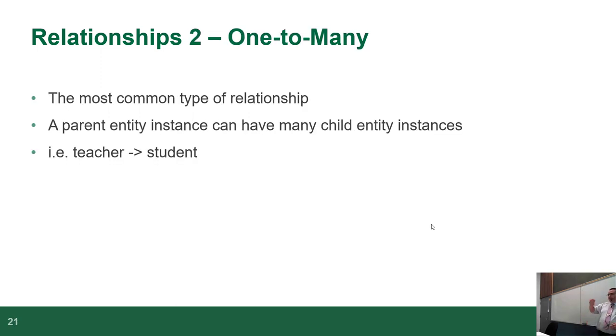Now, the most common relationship type is one-to-many. So 99% of the relationships you'll create in a database are one-to-many. In other words, a mother can have many children. A child can only ever have one mother. Well, one biological mother. Let's not talk about complicated situations.